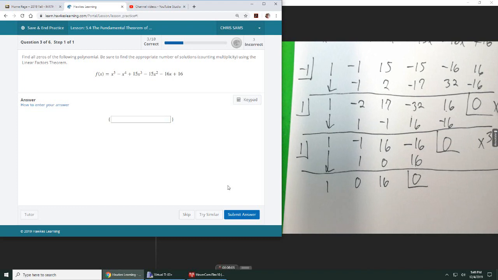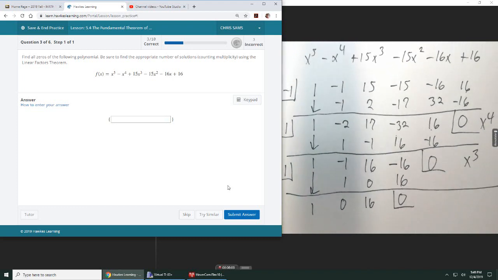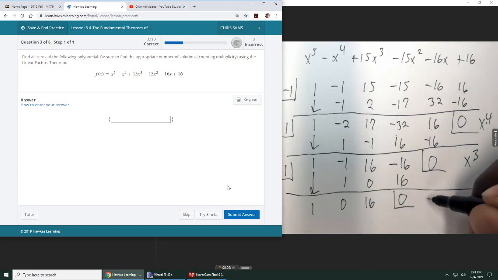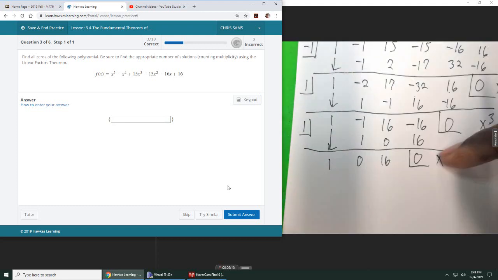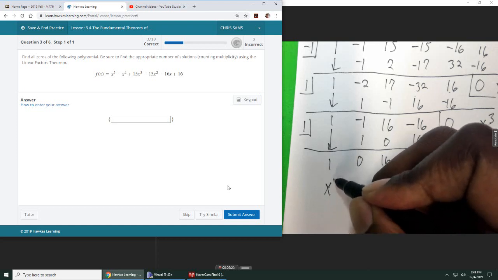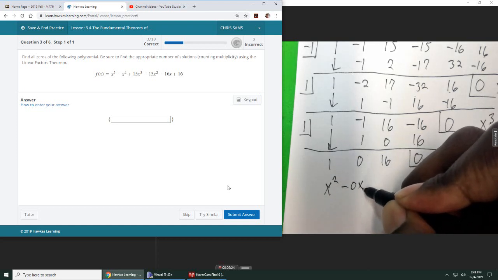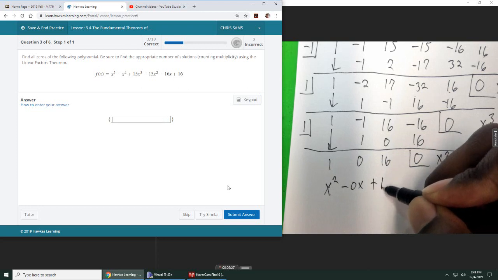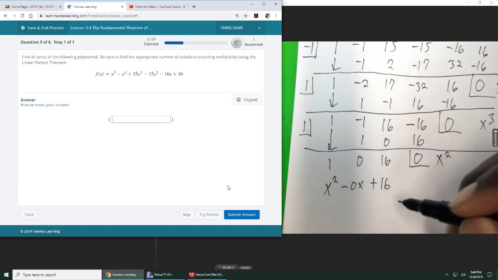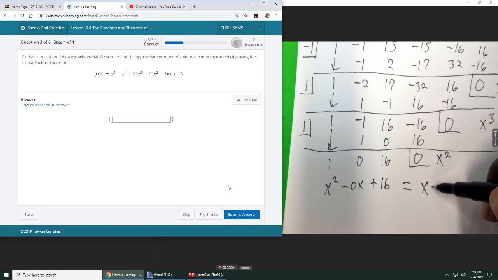Now, we had x to the 5th degree starting out. When we divided out one term, we ended up with the 4th degree. We divided out another term, 3rd. Divided out another term. Now we ended up with a 2nd degree. So these are my coefficients. This is x to the 2nd. So this first term is 1x to the 2nd minus 0x, and then since that's positive, plus 16. So here is my remaining polynomial, which just simplifies to x squared plus 16.